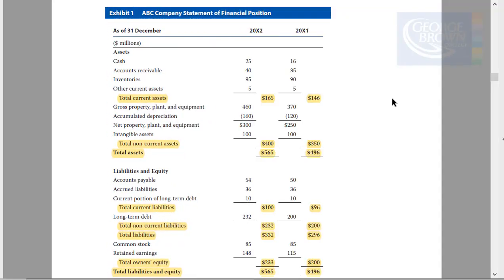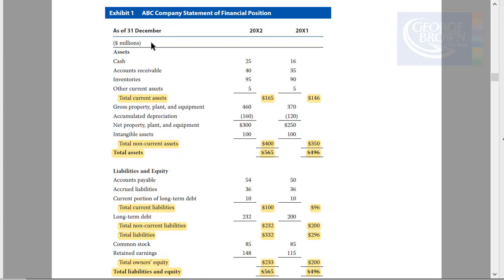Okay, now we're looking at the balance sheet that is presented in the text, the curriculum, as Exhibit 1. And it's ABC Company Statement of Financial Position. So they're not using the balance sheet, they're using the Statement of Financial Position. And the first thing to point out, that is as of December 31st, and it's showing 2 years in the columns, 20X1 and 20X2. So you can see in this case, the most recent year is in the left-hand column, but sometimes you see it presented where the most recent period is in the right-hand column, okay?